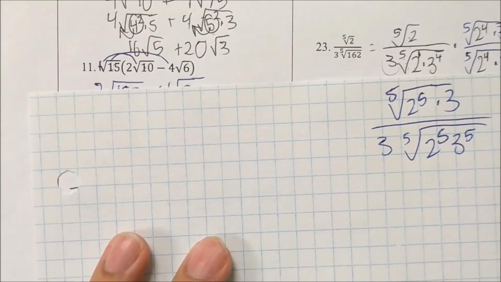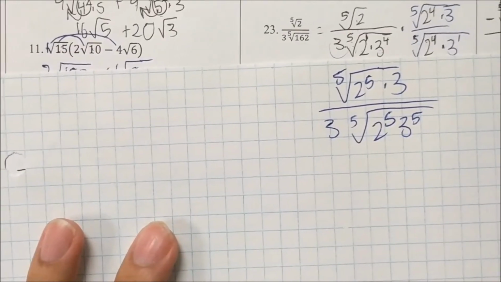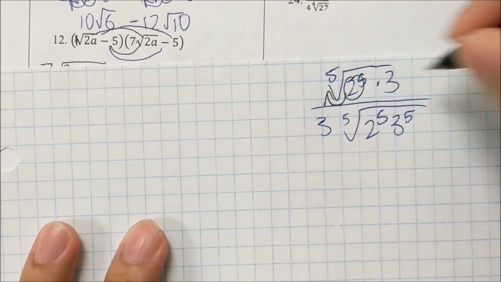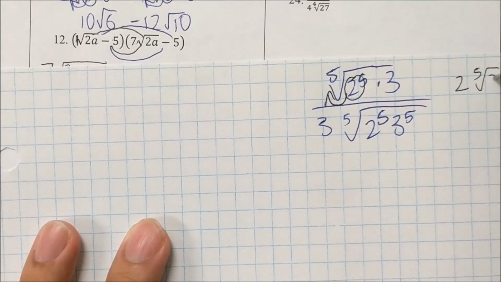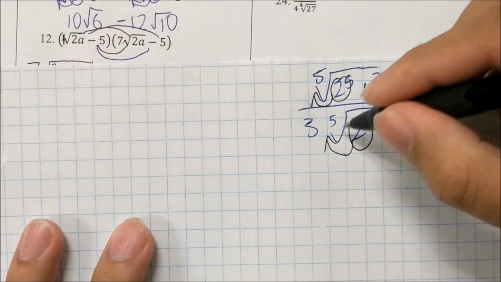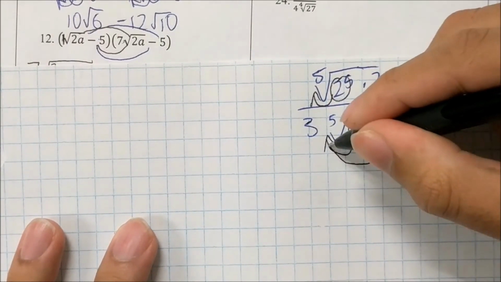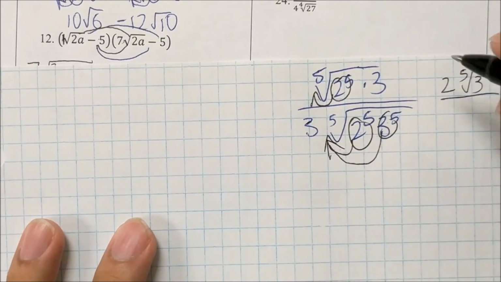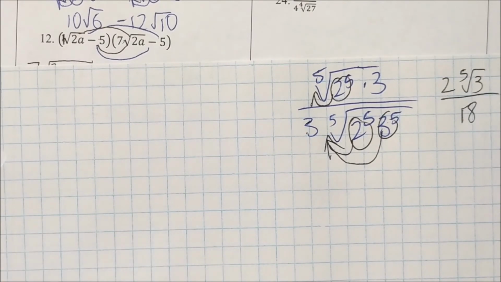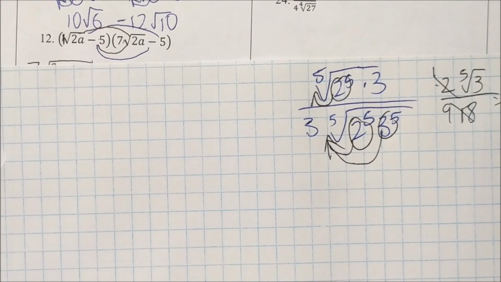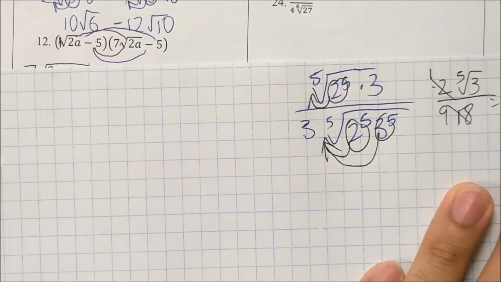Okay, so let's take everything outside that we can. This 2 will move outside. The 3 needs to stay inside in the numerator. And here the 2 moves outside. 3 times 2 is 6, but then the 3 moves outside also. So 3 times 2 is 6, times 3 is 18. Okay, and then the 2 and the 18 can be reduced by dividing by 2. So we get the 5th root of 3 all over 9.